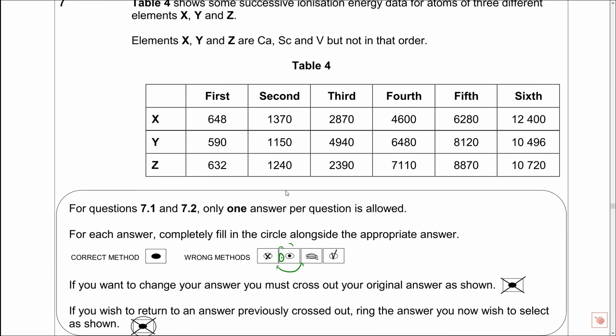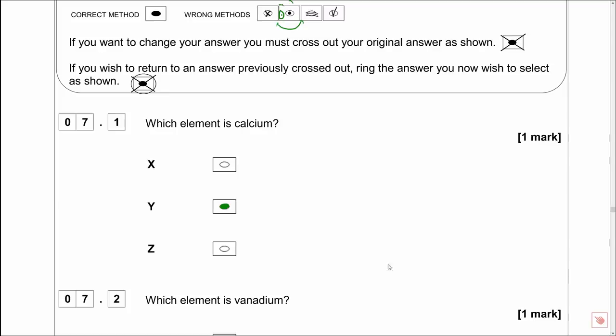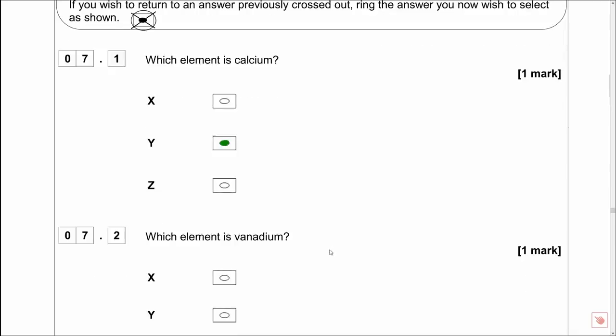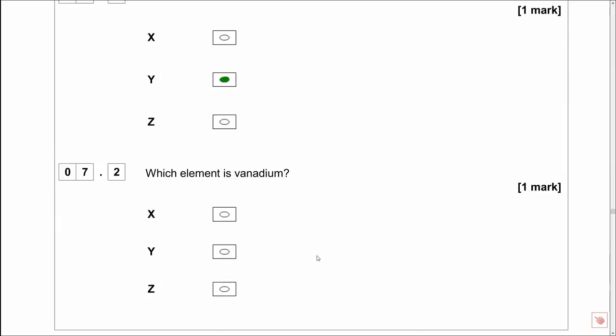Y is going to be calcium because it's the big jump between this one and this one as we're moving from the outer energy level into the next ring, the next main energy level there. Not too bad. Now, the next question, which element is vanadium?